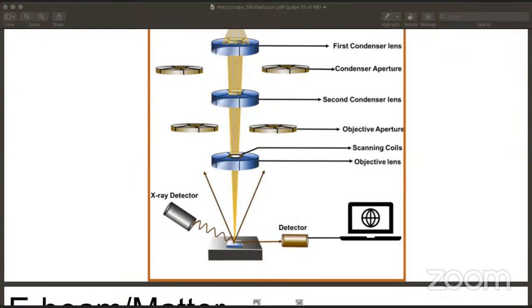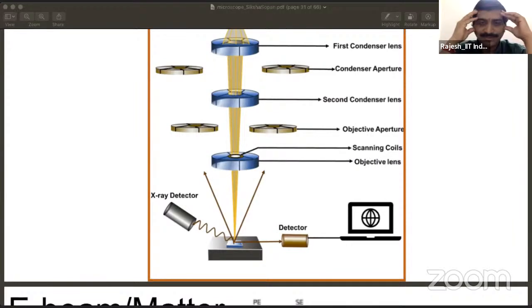And here, when we say electron detector, it is not the eyes that we see with. It is a different kind of detector where electron energies are read and the images are formed virtually. It is just a converted image that we see.